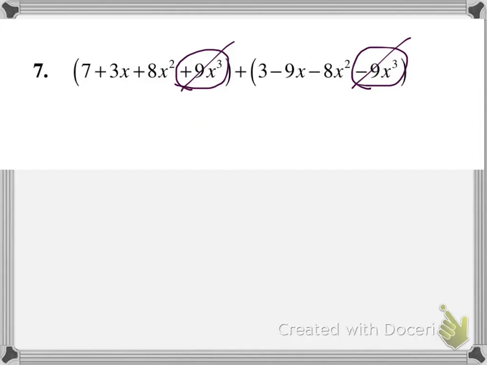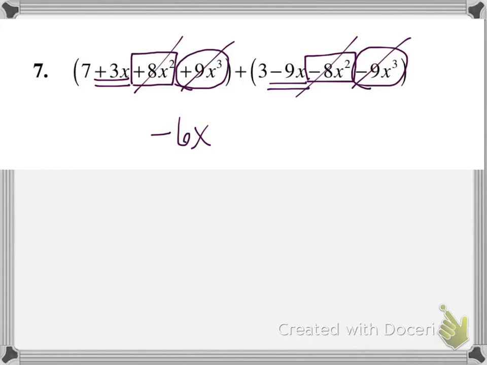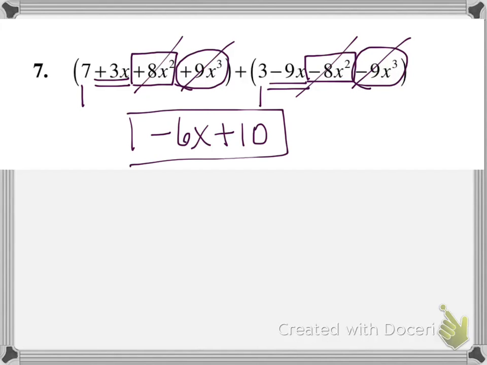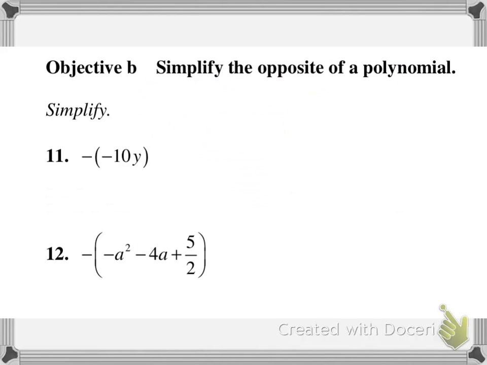Now look at my squareds. I have a plus 8x squared and a minus 8x squared. Same scenario. A positive 8, a minus 8. We're adding those together. That gets a 0, so those cancel each other out. Now let's look at our x terms. I have plus 3x minus 9x. So that would give me a minus 6x. And then finally, I have a 7 and a 3, which adds up to be 10. So the final answer is negative 6x plus 10.